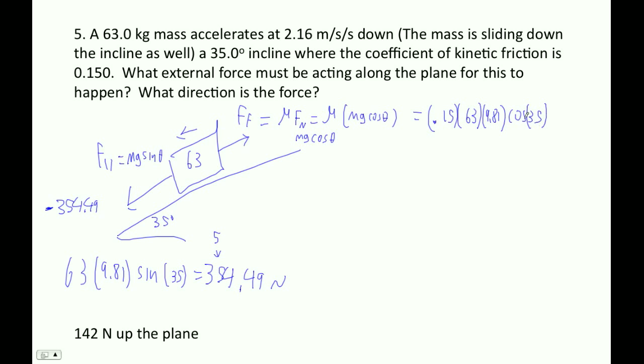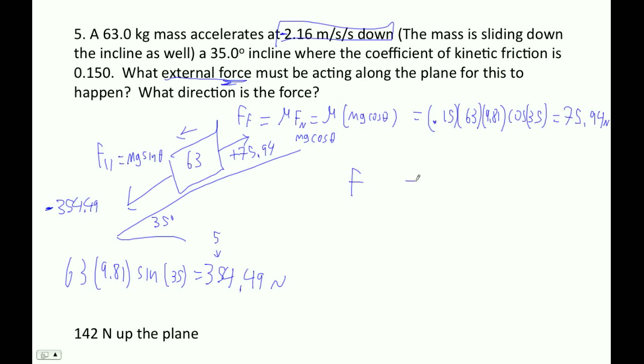Okay, so store that guy. 0.15 times 63 times 9.81 times cos 35. I'm going to store that in B. That's 75.939. I'll say 75.94. Okay, so that's this guy. This is up the plane. If it's sliding down the plane, friction is up the plane, right? 75.94. That guy's positive. And then there's some other force. It's an unknown force problem, and it's accelerating down the plane. So that's going to be a negative acceleration, right?